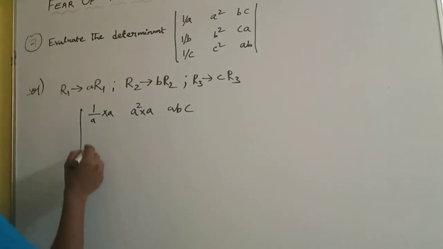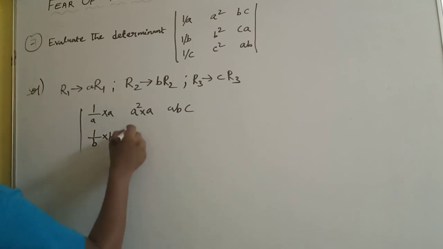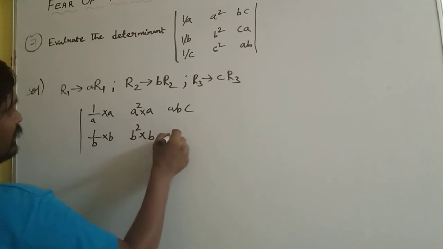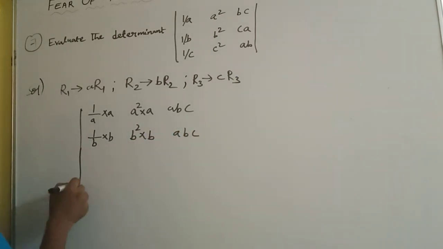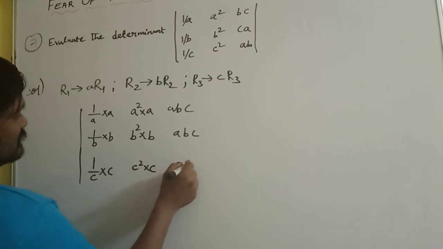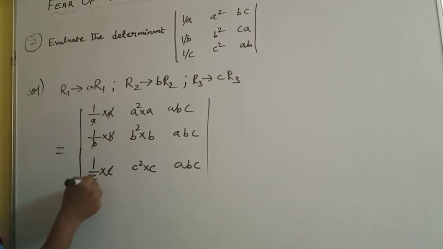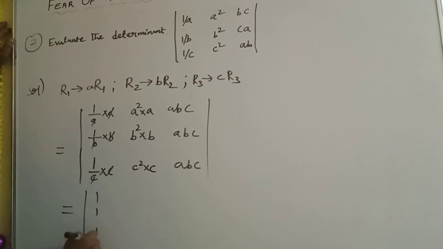And here it is 1 upon b into b square into b, abc. Next, 1 upon c into c square into c, abc. Now a, b, b, c, c cancel. So what are we going to get? 1, 1, 1, a square into a cube, b square into b cube, c square into c cube.